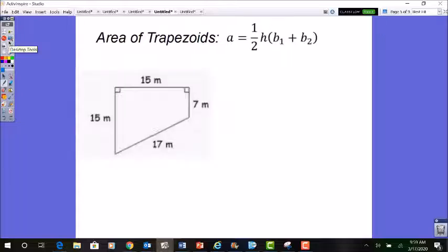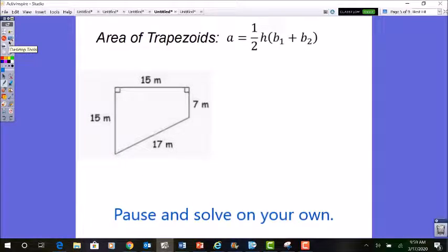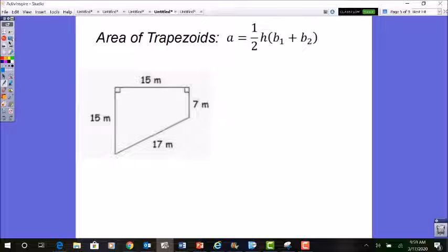Alright, so now what we're going to do is I'm going to give you guys a few examples that you can try on your own. So I'm going to ask you guys to pause and use the formula, find the height and the two bases, and then fill in the formula, and then come up with your area. So pause here and solve for yourself.